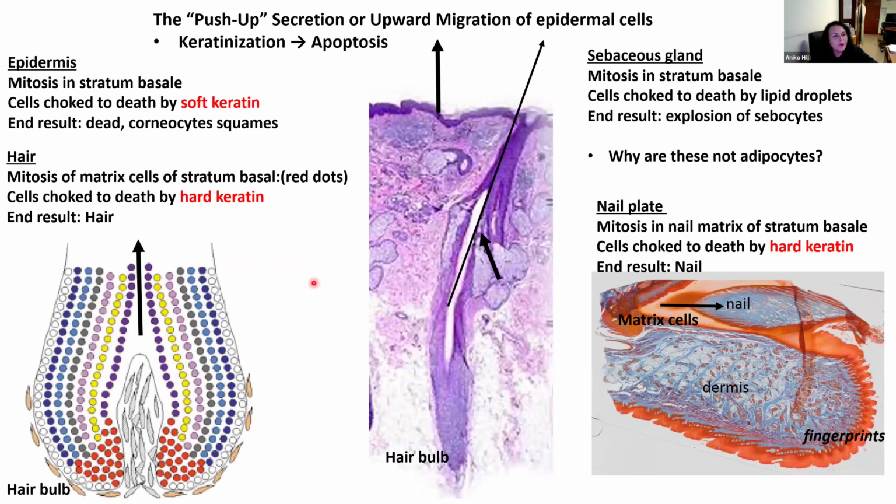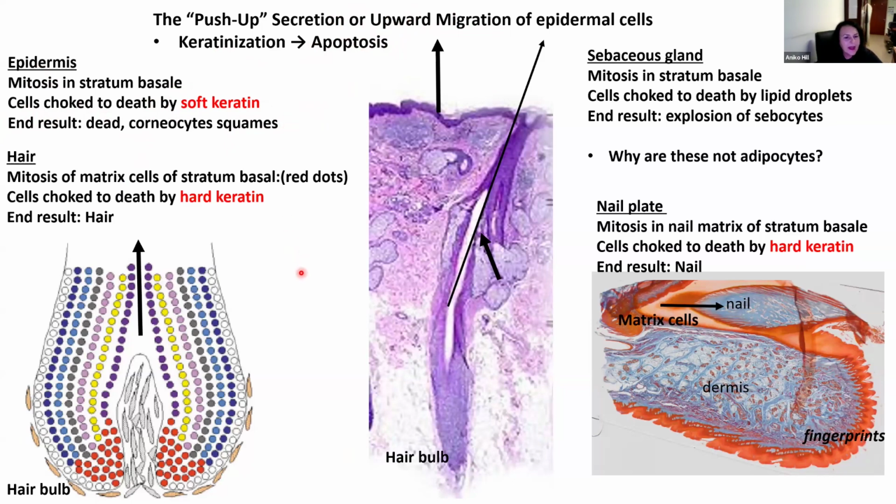secretion. So what I taught you in the epidermis in lecture 1, that the mitosis occurs in the stratum basale, and then the cells are migrating upward, as I wrote it here, upward migration. This principle is actually applied to all of these appendages, including cell death and apoptosis. So in the epidermis, what we saw was that the epidermal cells were choked to death by soft keratin, and we ended up with dead corneocyte squams. Looks like a fish scale.